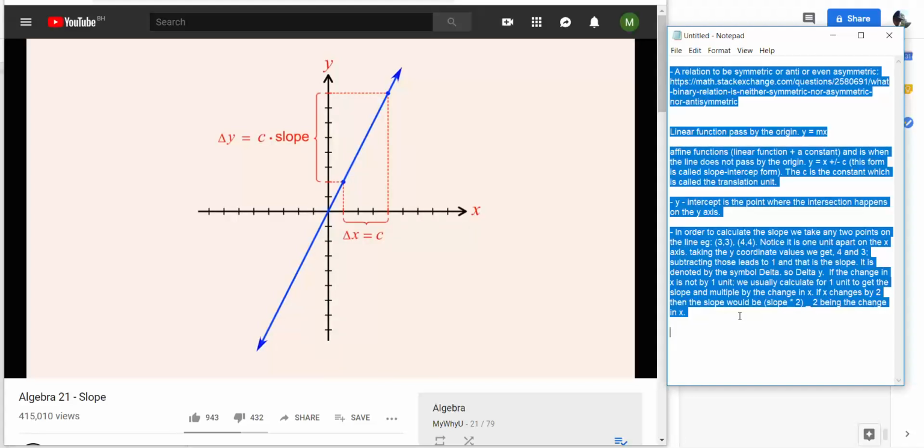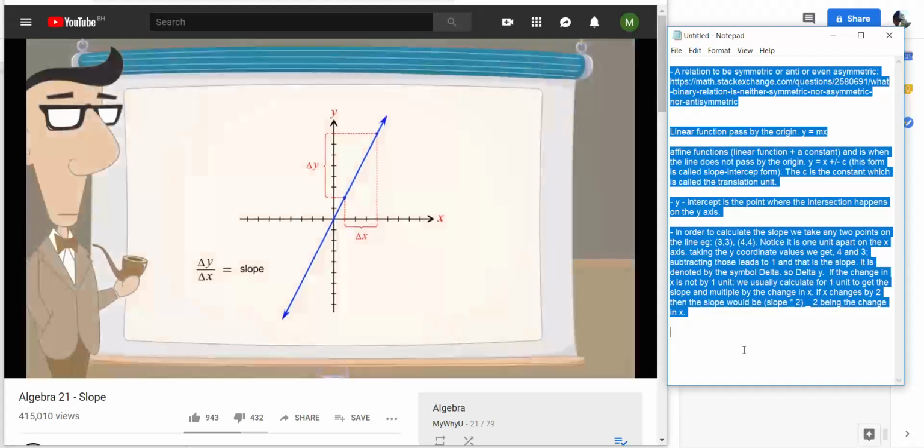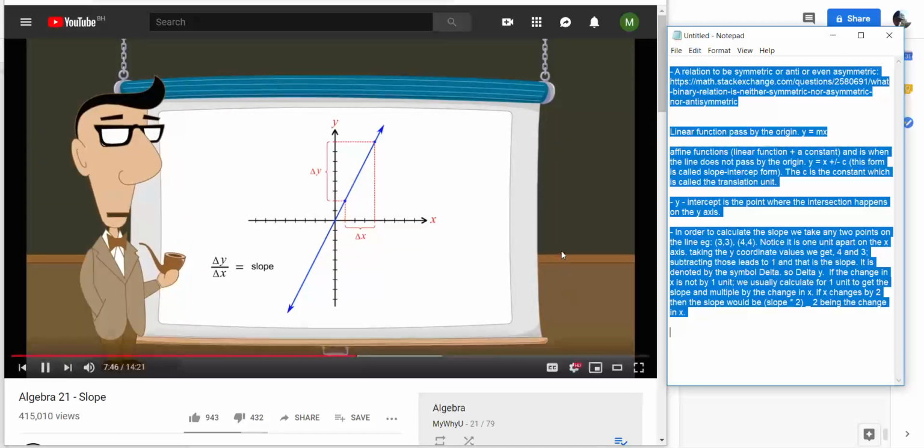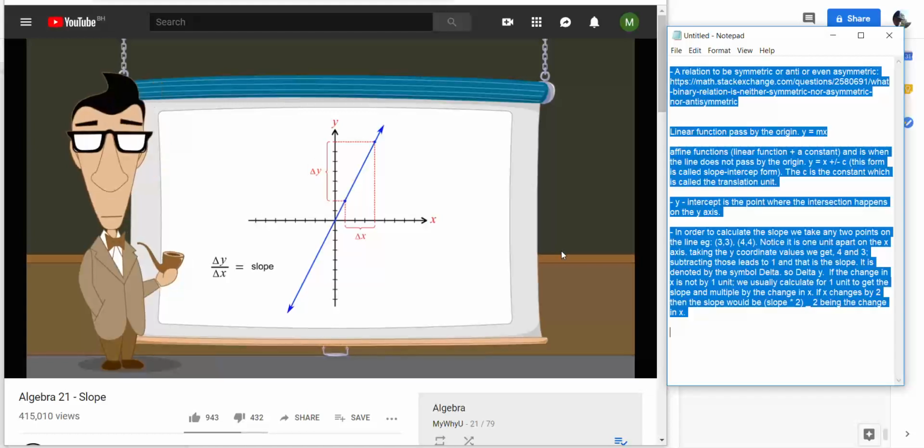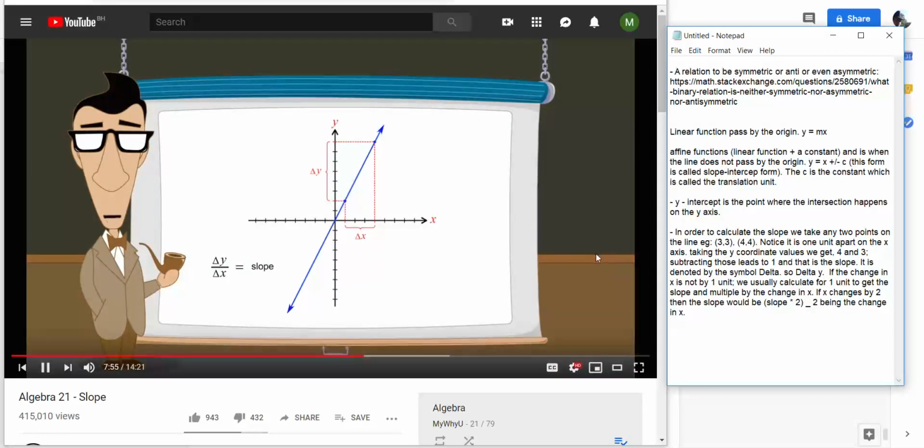Now, let's divide delta y by delta x. Since delta y is equal to c times the slope, and delta x is equal to c, delta y divided by delta x is the same as c times the slope divided by c, or simply the slope. This equality tells us that for any 2 points on a line, the difference in the y-coordinates divided by the difference in the x-coordinates is the line's slope.